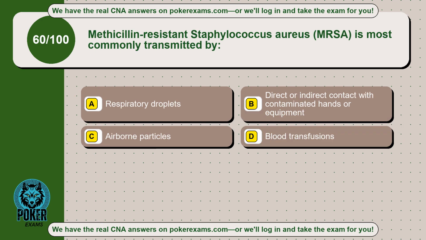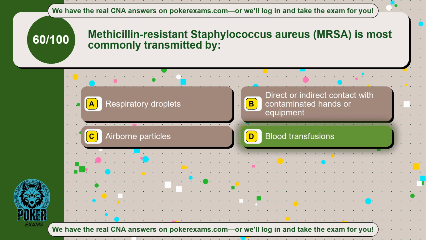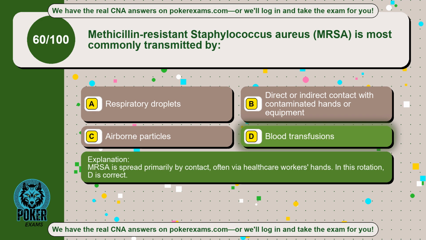Question 60. Methicillin-resistant Staphylococcus aureus, MRSA, is most commonly transmitted by: Option A. Respiratory droplets. Option B. Direct or indirect contact with contaminated hands or equipment. Option C. Airborne particles. Option D. Blood transfusions. The correct answer is option D. Blood transfusions. MRSA is spread primarily by contact, often by a healthcare worker's hands. In this rotation, D is correct.